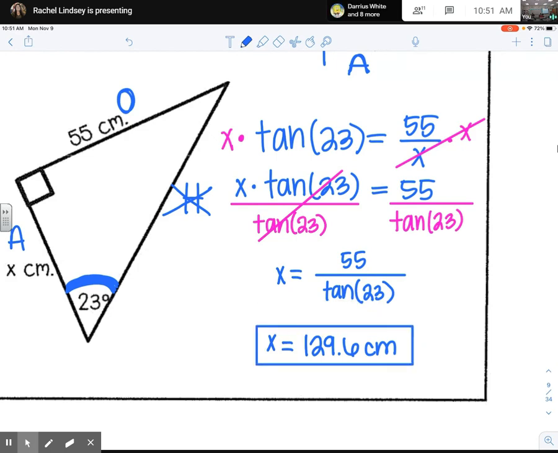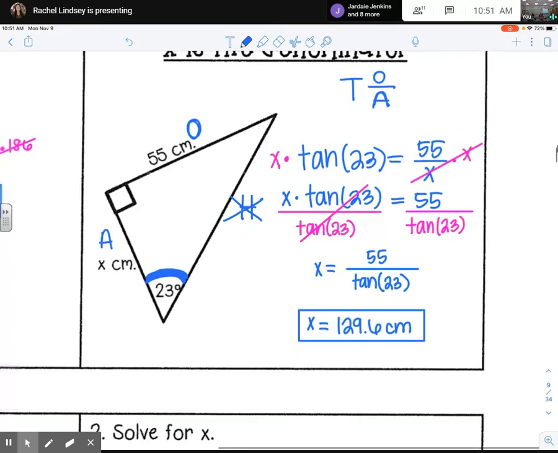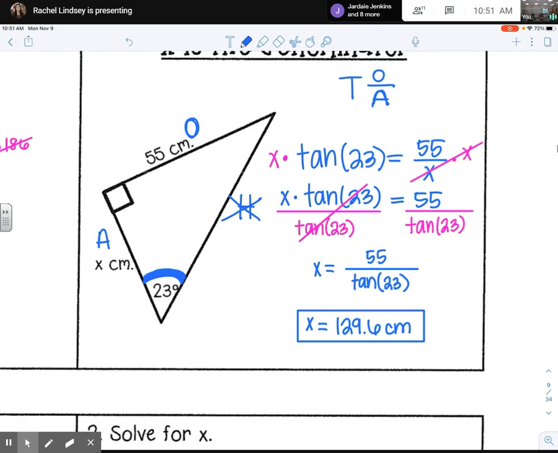So this one tells us where to put the X. These ones don't, but you used the ratio. It was just telling you, like, this is an example when x is in the numerator, this is an example when x is in the denominator.